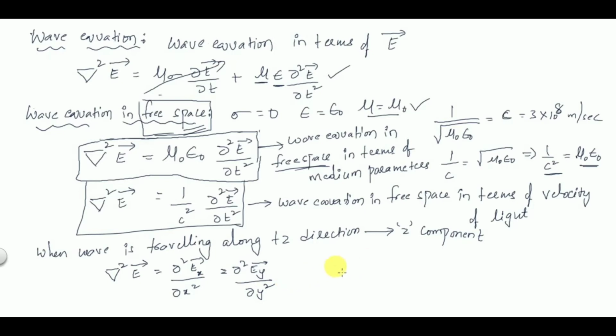How can we write this? If you want to write it in x, dou square E x, no need to write this arrow mark, so dou square E x by dou x square. Sorry, this is z square. The wave is propagating in the z direction. Sorry, I made a mistake here.